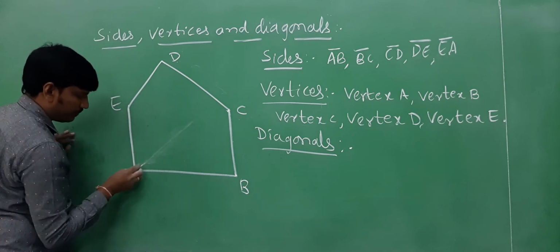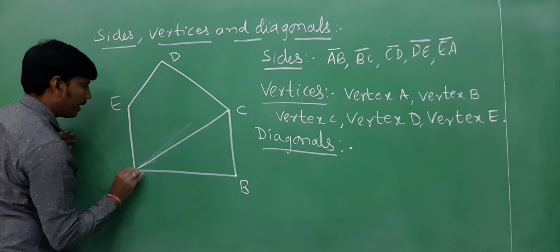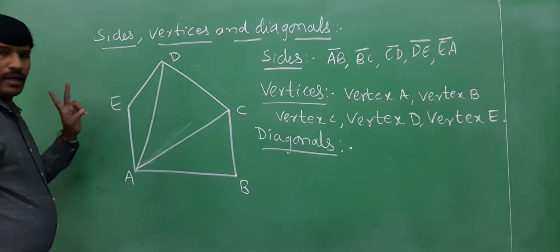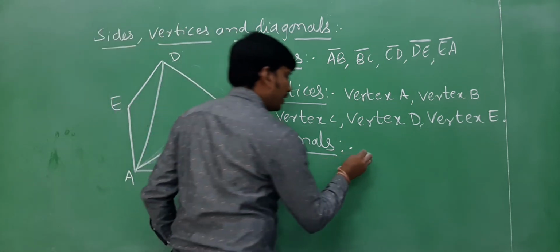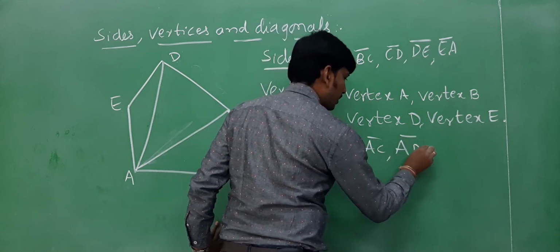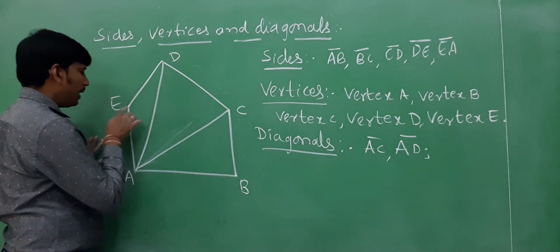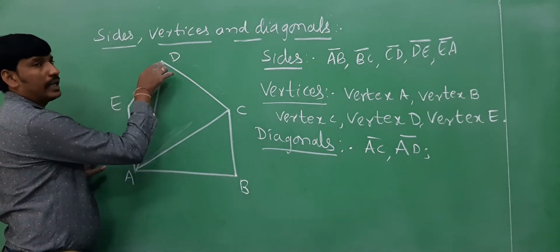I am joining AC as well as AD. So two diagonals, that is AC and AD, are two diagonals. Now next come to BE and BD also.